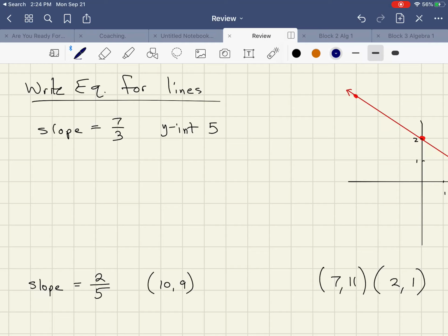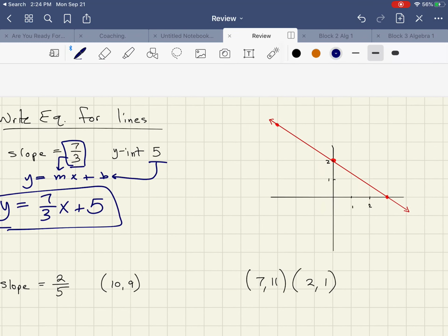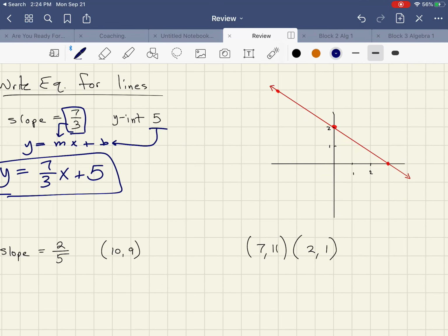So if you're given the slope and the y-intercept and slope-intercept form is acceptable, you really just have to take those values and put them into the equation, into the appropriate spot. So when the slope is 7/3, you're going to write 7/3 x, and the y-intercept is 5, plus 5, you are done.